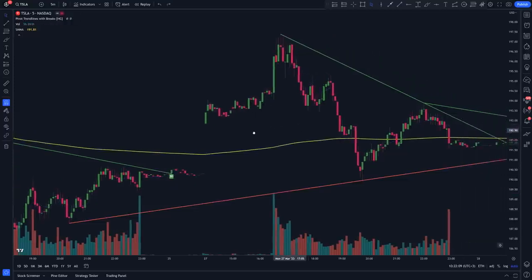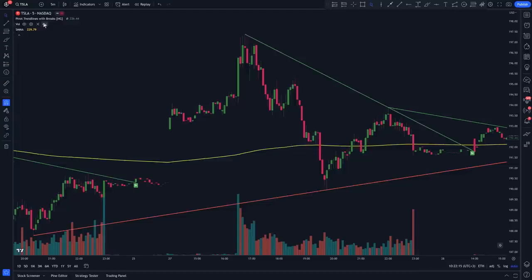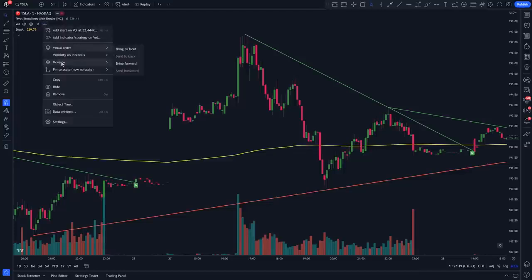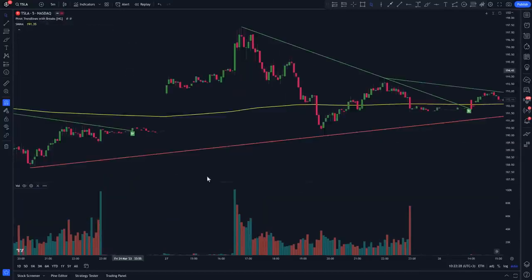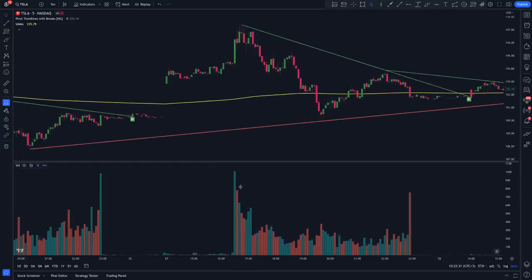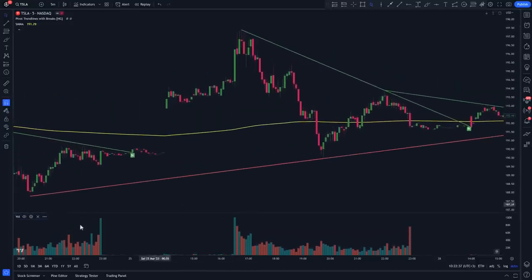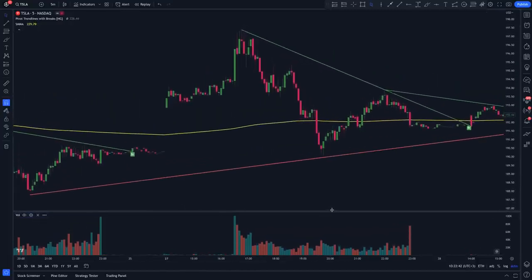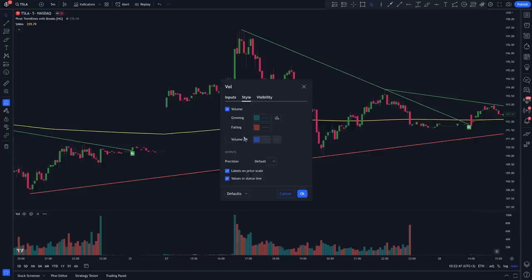For the volume indicator, click on these three dots right here, then click on move to, then select new pane below. This is going to remove the volume indicator from the main chart and display it on its own separate window. Next, double-click on it to access the settings. Then on the Inputs tab, change the MA length to 9. Then on the Style tab, activate the Volume MA.